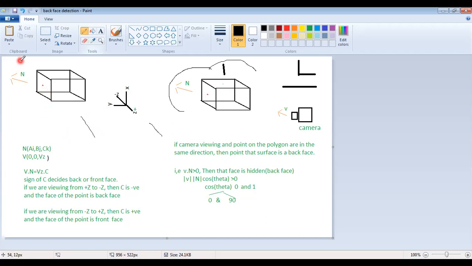Now, if I am viewing in the opposite direction like this, that means if I am viewing from negative z to positive z, then c is positive and the face of the point is front face. If the sign of c is positive, the point is in front face. Fine. Now let us see how they have discussed that.